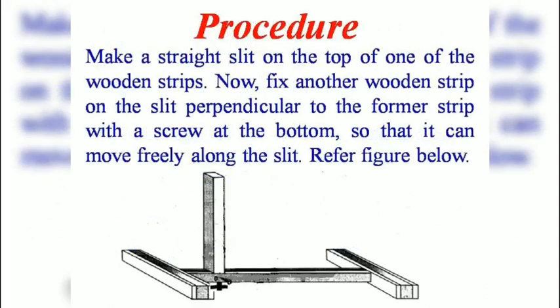Then procedure: make a straight slit on the top of one of the wooden strips. Now fix another wooden strip on the slit perpendicular to the former strip with a screw at the bottom so that it can move freely along the slit. Refer to this figure. So here are 2 strips. One is perpendicular and another one is horizontal.